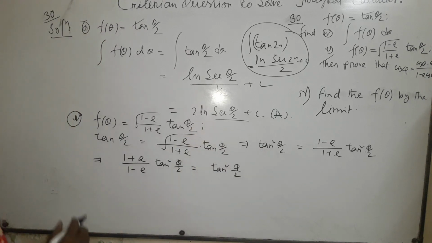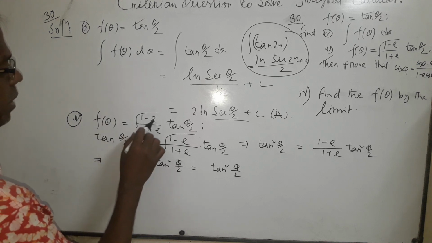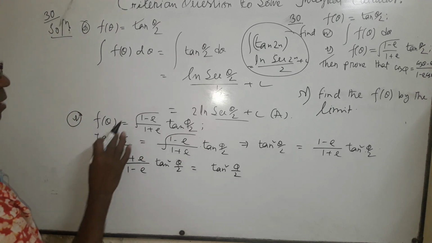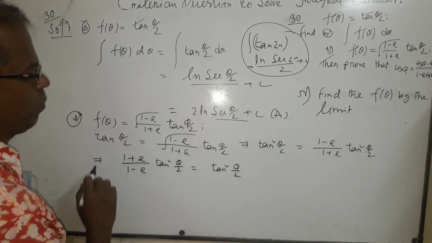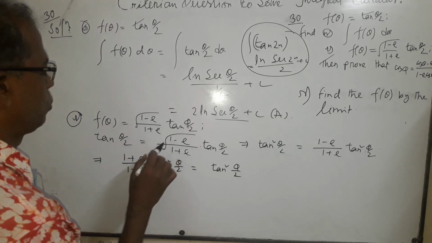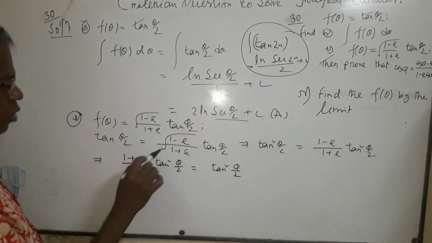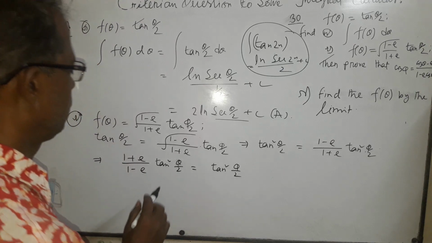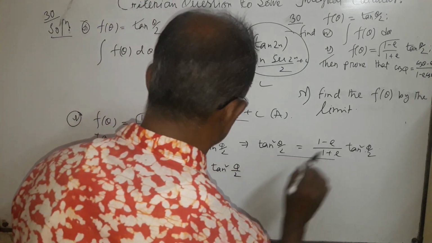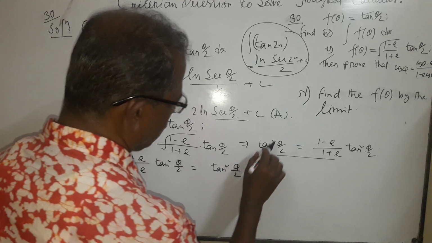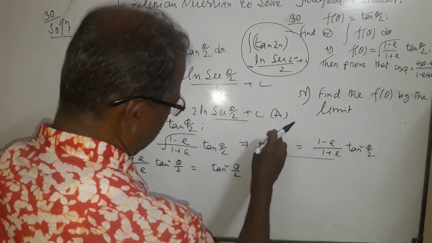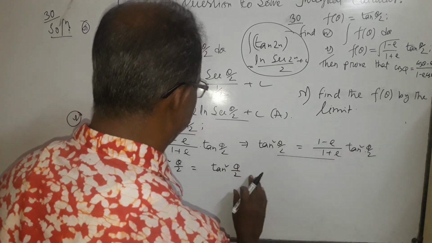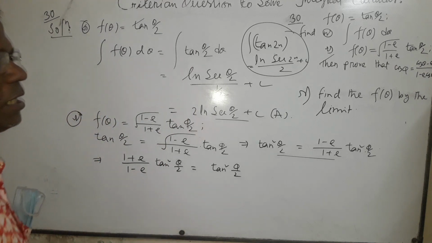That is complete. And for part 2, f of theta equal to 1 minus e divided by 1 plus e tan phi by 2. So then f of theta, that means tan theta divided by 2, and 1 minus e divided by 1 plus e tan phi by 2. So then squaring both sides, tan square theta by 2 equals 1 plus e divided by 1 minus e tan square phi divided by 2. This is the system just for the solution.